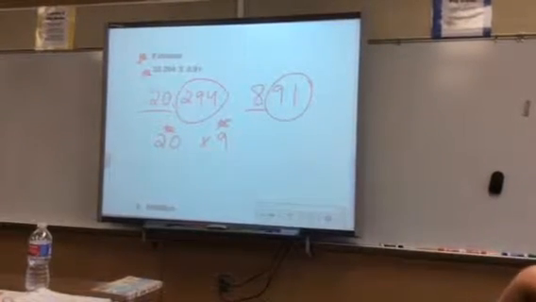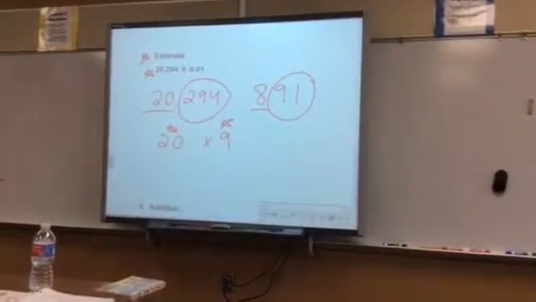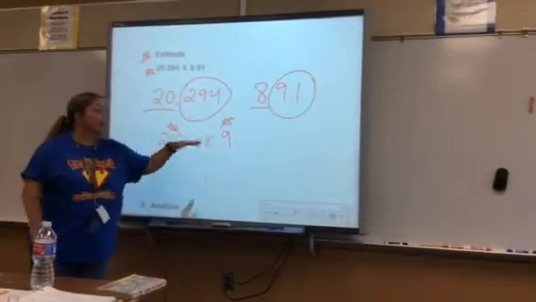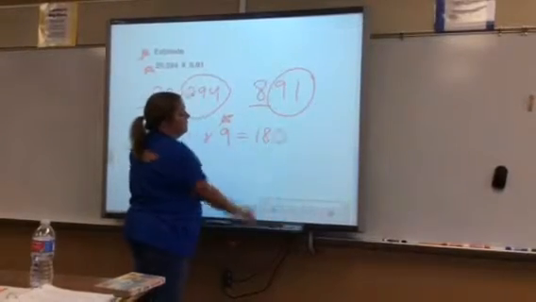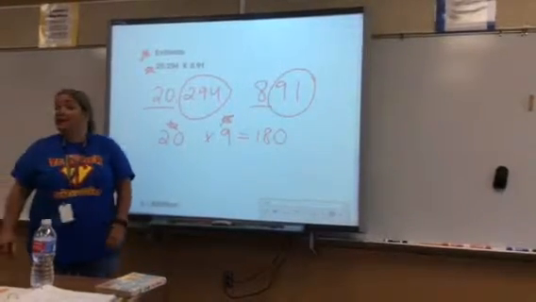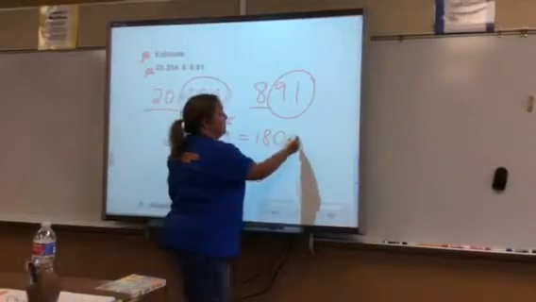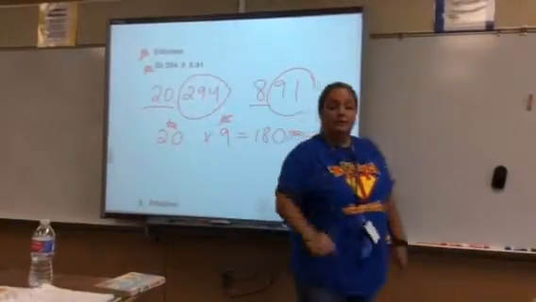Now we're going to use some mental math skills here, and we're going to look at 20 times 9. We can do this in our head. We're going to take the 9 times the 2, which gives us 18, and plug on that 0 for 180. So if you got 180 as your final answer, give yourself a star. If you did not, circle it.